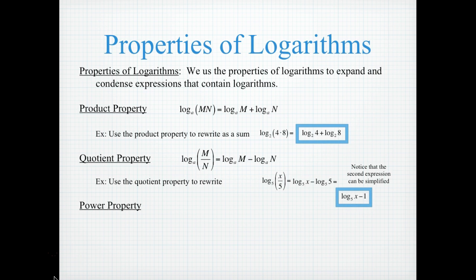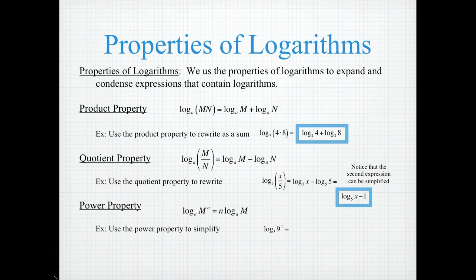The third property is called the power property. The power property is much different. It's log base a of m to the n power is equal to n times log base a of m. So what the power property does is it allows us to take an exponent that's inside the log and pull it out to the front and treat it as a multiplier of the log.